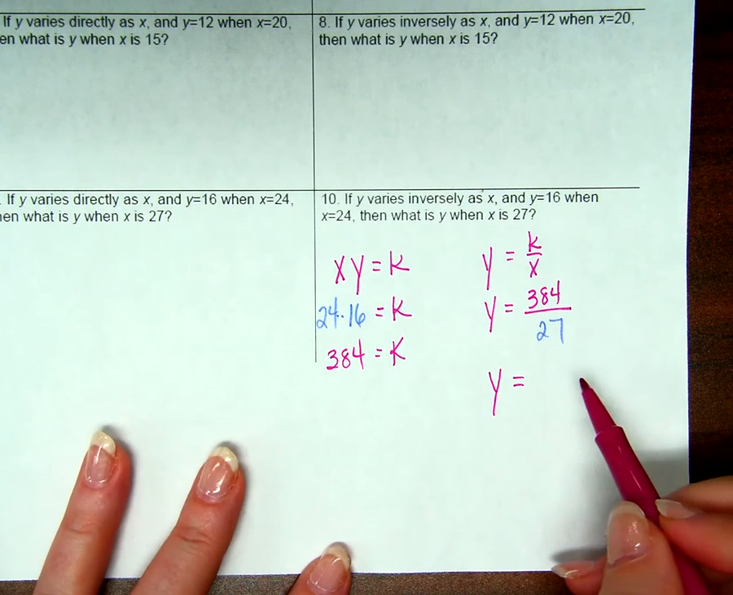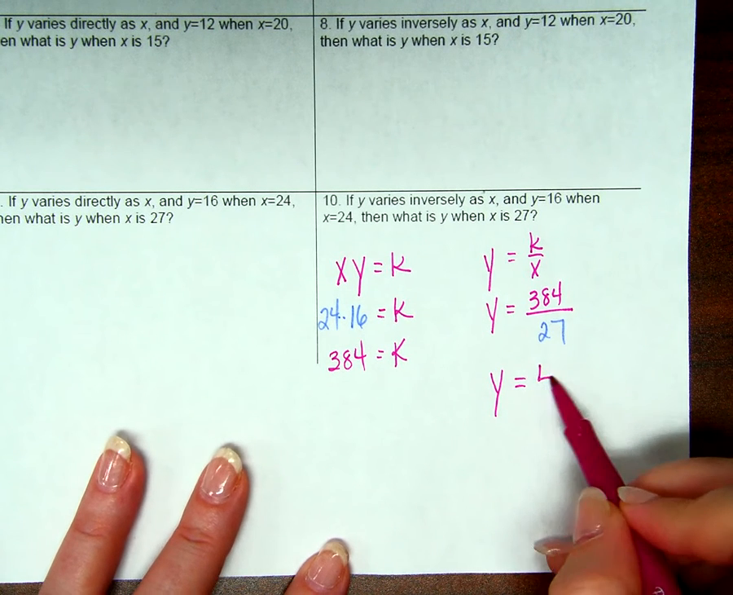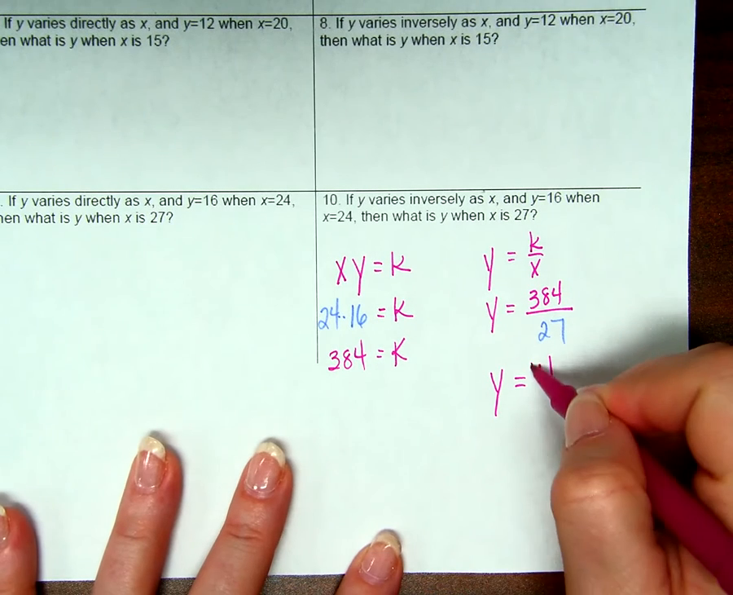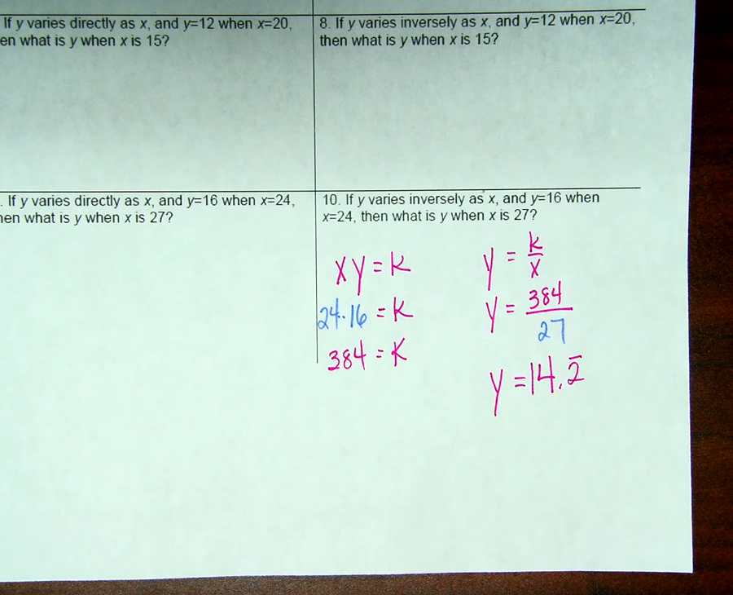Jacob? Jacob, it's your favorite answer. 4. Yeah, it is. No, it's not. I was just teasing about that. Yeah. Sorry. It does have a 4 in it if it makes you feel any better. 14.2 repeating. Okay. Sorry, I didn't mean to mess you up. I was just trying to tease Jacob a little bit. Can you forgive me for that?